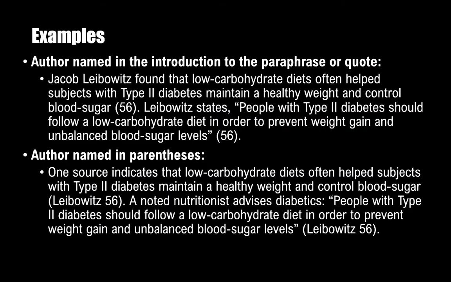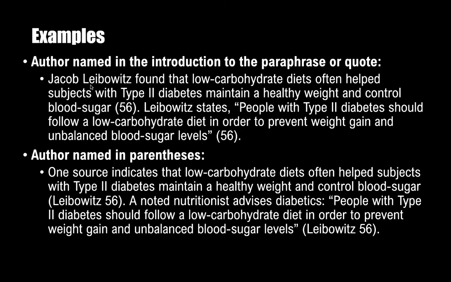In this case, the author is named in the introduction, or the signaling phrase, to the paraphrase. Jacob Leibowitz found that low carbohydrate diets often help subjects with type 2 diabetes maintain a healthy weight and control blood sugar. So there's a paraphrase. It's not a direct quote. They're saying this is what he said in their own words. And then we have a page number here. Why do we not have his name? Because his name's right here. We've got the signaling phrase, Jacob Leibowitz found, then the information, and then the page number it came from. And then it goes on.